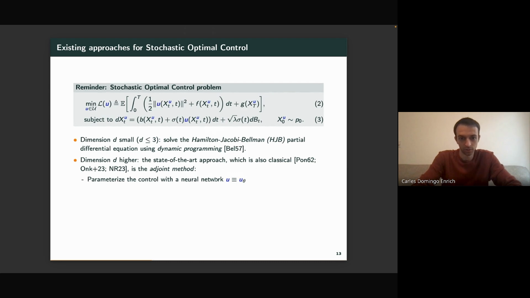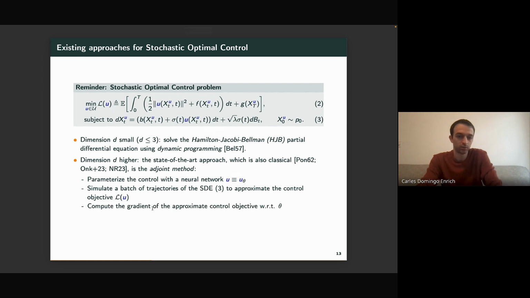So what you do is, say you parameterize the control with a neural network. So you say, I'm going to take U to be a neural network parameterized by theta. And then I'll simulate a batch of trajectories of the SDE, the controlled SDE with control U theta, so that I'll be able to get a Monte Carlo approximation of the control loss, L of U. Then I'll just compute the gradient of the approximate control objective with respect to theta. So note that what that means is we'll have to basically backpropagate through the whole trajectory, right?